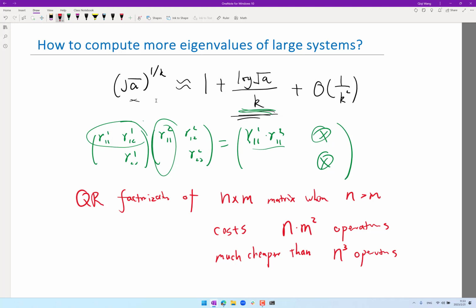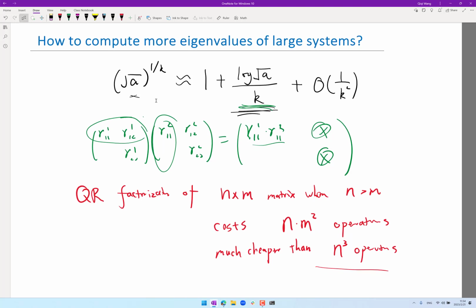So if you want to use the exponentially converging algorithm for computing eigenvalues, you have to do this repeatedly. Okay. So that's why this algorithm is what's really suitable when you have millions of states in your system.